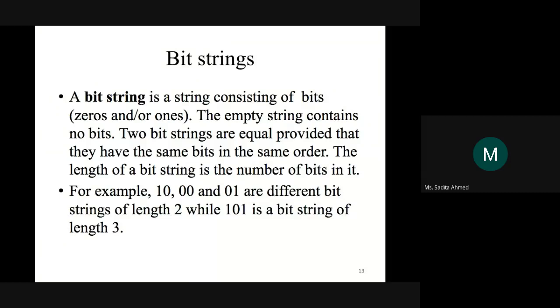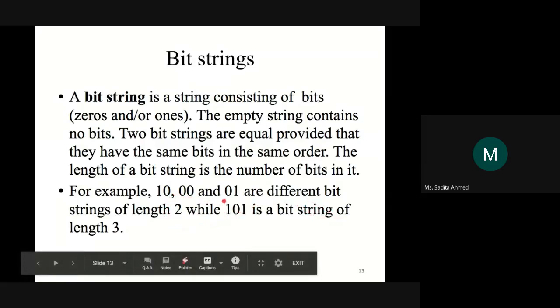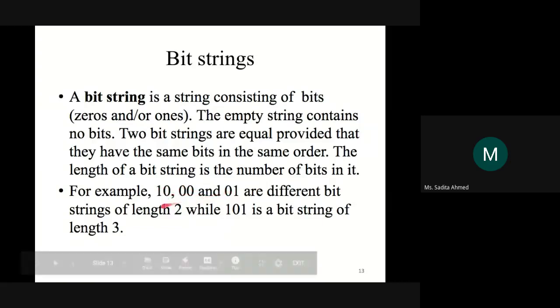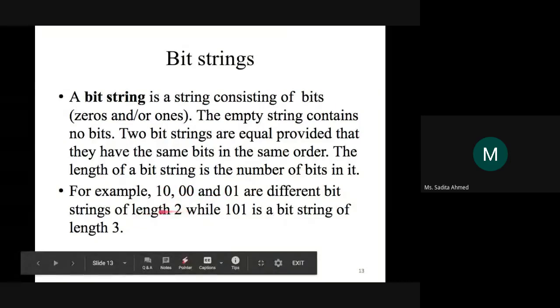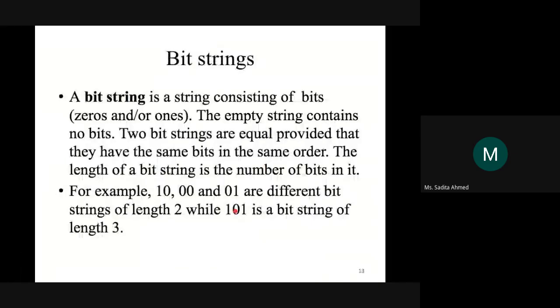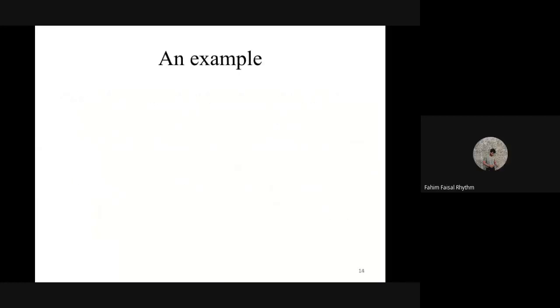Okay, so here, for example, 1, 0, 0, 0, 0, 1, all of these are different bit strings. None of them are equivalent to each other, and these are bit strings of length 2. And by length 2, we mean the number of bits that are there in the bit string. Here you have 2 bits in this bit string, 2 bits, 2 bits. So these are all different bit strings of length 2. This is a bit string of length 3. Any questions regarding bit strings? Okay then.